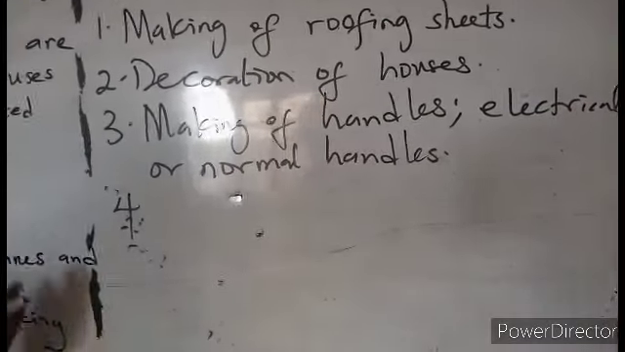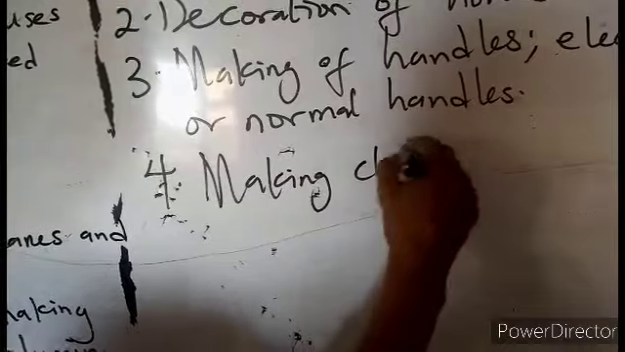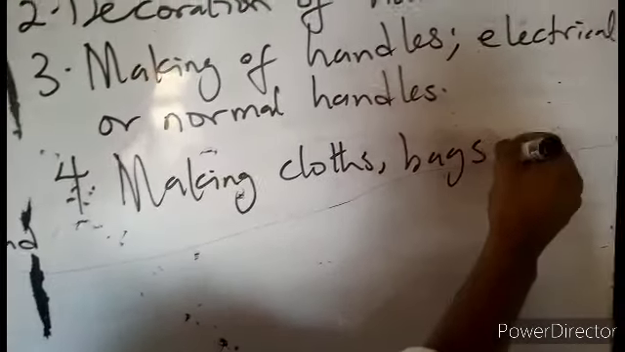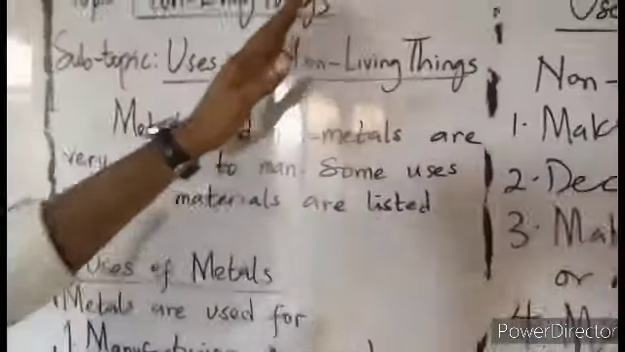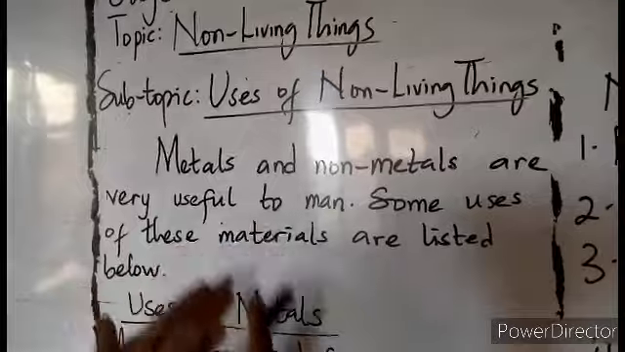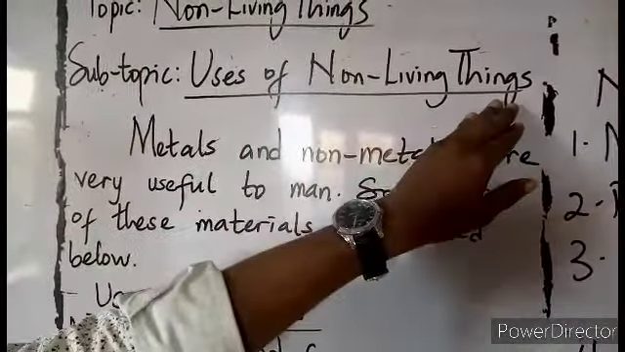And the last one is used for making clothes. Non-metal can be used for making clothes, bags, etc. Alright. Let's look at it again. We talk about non-living things. As the last arm of this non-living thing, the subtopic is uses of non-living things.